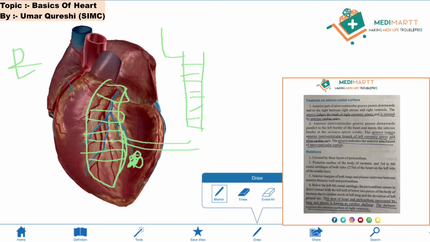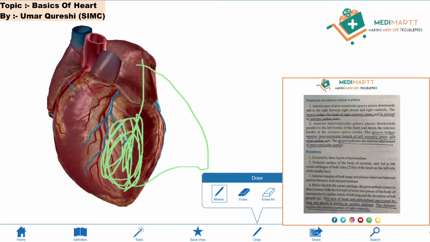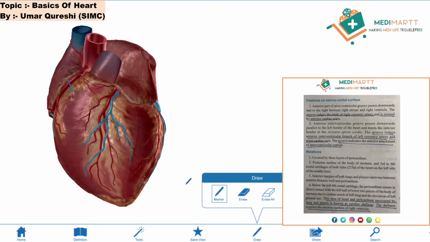Why? Because there is a cardiac notch present in the lung. The lung is like that. As the heart is fixed to this part of the lung, a cardiac notch is formed here. So that's the point: due to the cardiac notch of the left lung and the deviation of the left pleural sac, this area of heart and pericardium uncovered by the lung and pleura is known as the cardiac dullness.